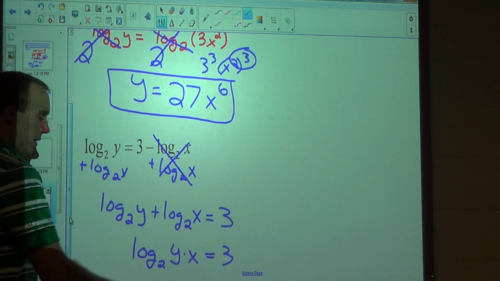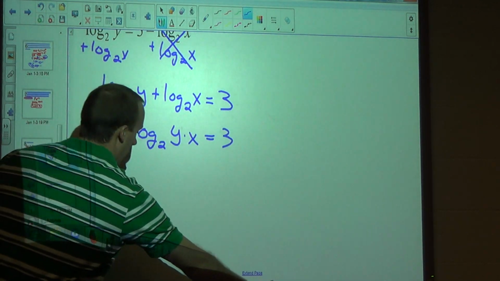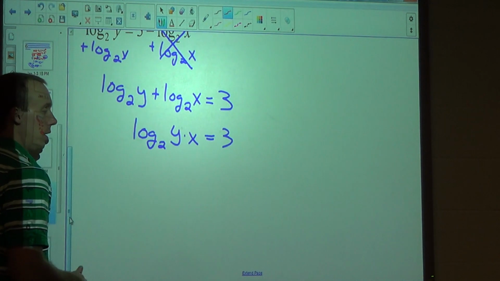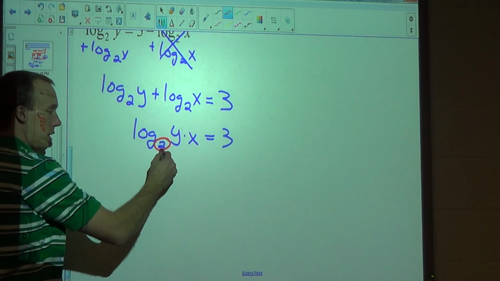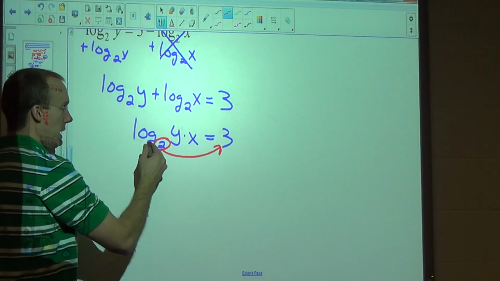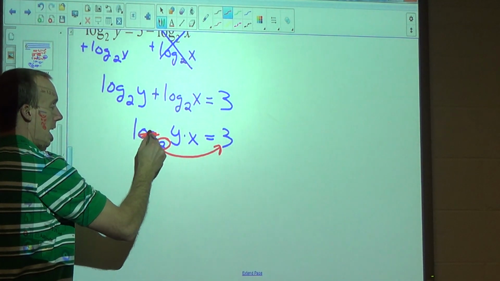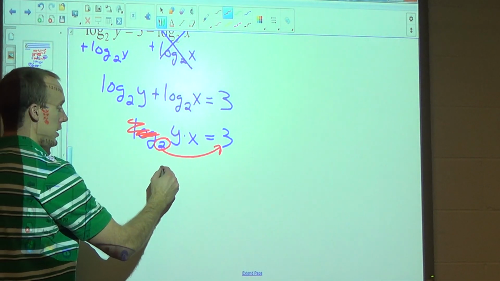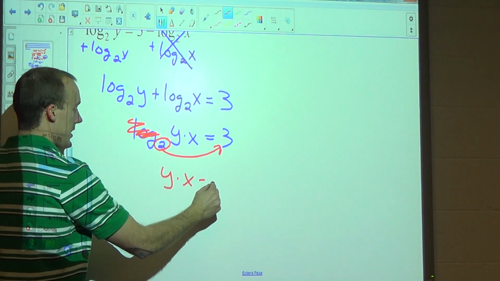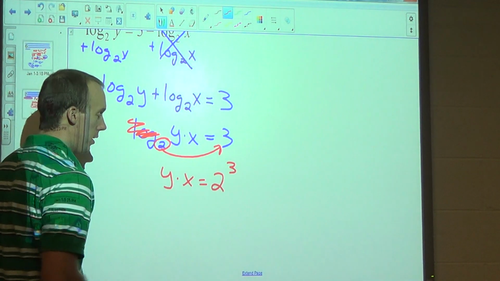Okay? And now, what could I do? I need to get rid of the logarithm. How would I do that? Push it to the other side. Push to the other side and pump it up, right? And what happens when you swing that over? Log cancels and it's y times x equals 2 to the third.